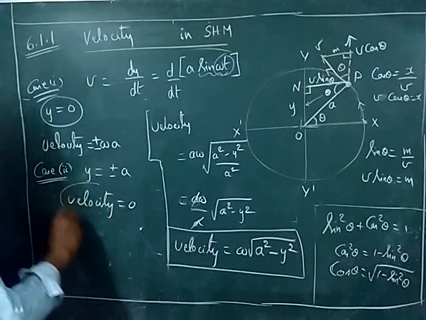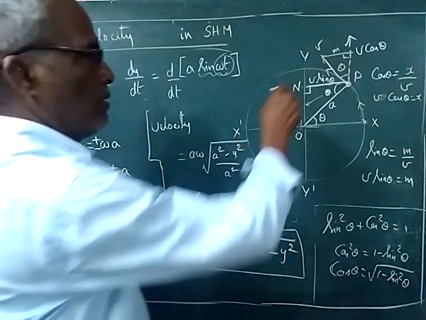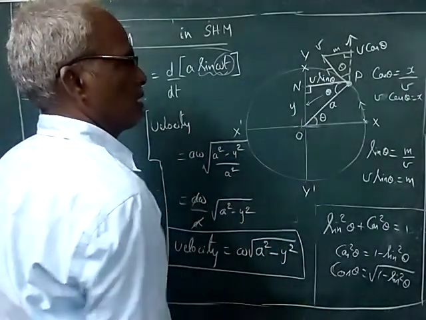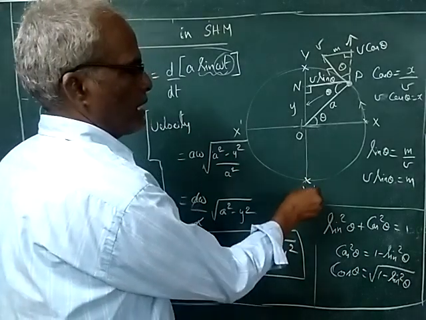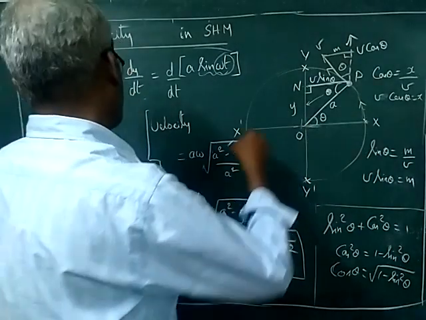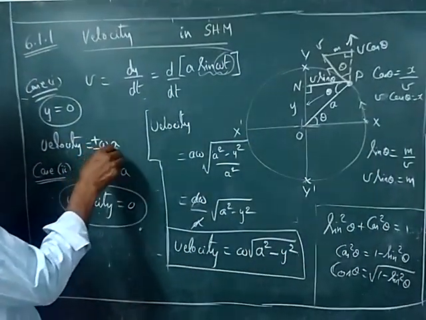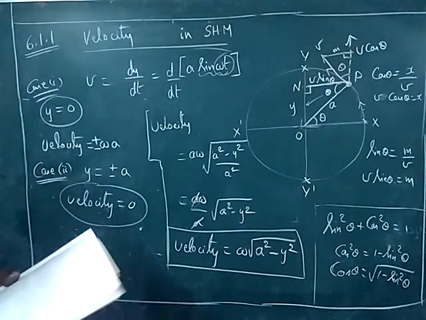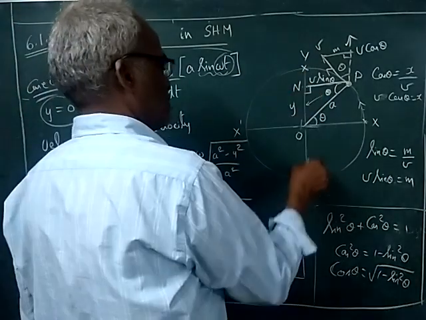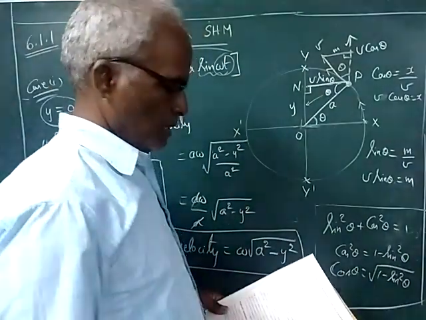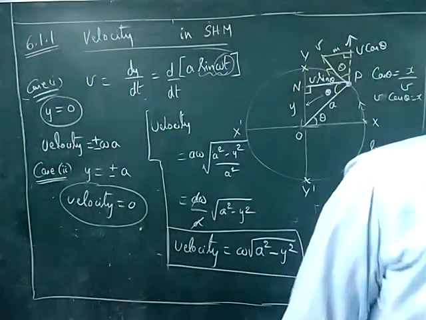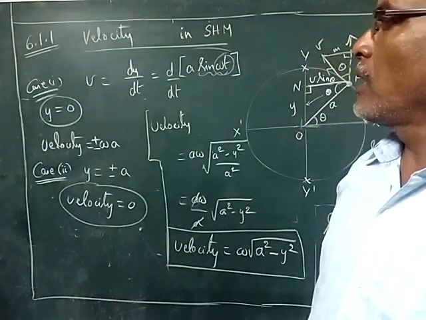So velocity at the vertical diameter y dash, at this point the velocity is 0, and here again at y dash, the velocity is 0. Whereas at the x and x dash the velocity is given by omega a. Omega is the angular velocity multiplied by the radius of the circle. So at this point and this point there is no velocity at all. So this is the explanation behind velocity in simple harmonic motion.